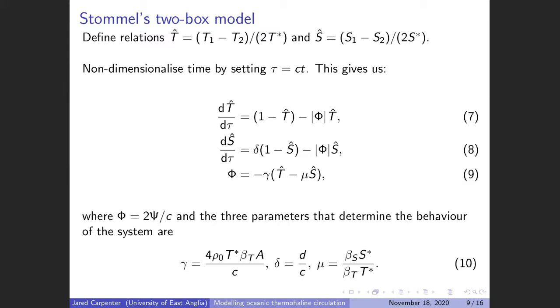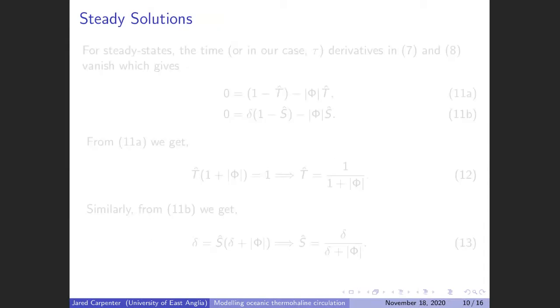And beta s is what we define as the haline contraction coefficient, and beta t is the thermal expansion coefficient. But for the purposes of this, when we're playing around with this, we can just set gamma, delta, and mu. So that tidies things up a bit. Well, that's the way I did it.